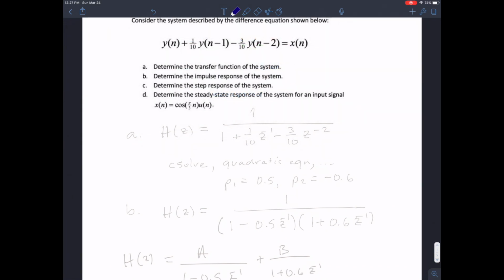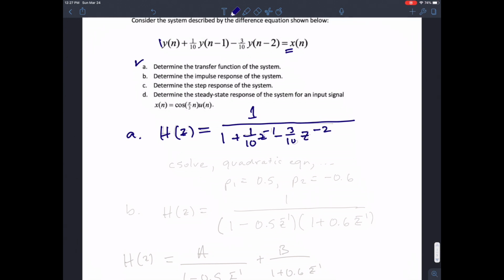Step 1 here, or part A, we're looking for the transfer function of the system. Well, by now, we can write that down by inspection. We know that H(z) is the b coefficient. There's only the single 1 for the b coefficient. And then we divide by the a's. Okay, so we have a delay. We have 1 for y[n]. We have 1/10 with a delay of 1, minus 3/10 with a delay of 2. So there we go. There's our z-transform that gives us the transfer function of the system.